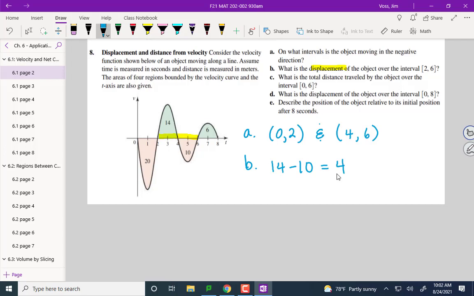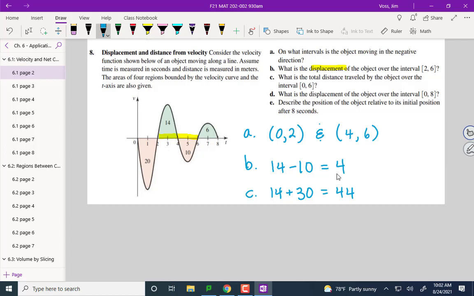Everyone agree? Now, if it asked for distance traveled on that interval, the answer would be 24. Perfecto. What is the total distance traveled between, we just said that, didn't we? Between 0 and 6, not 4 and 6. So between 0 and 6, the distance traveled is 44. Distance traveled, so I should have a plus, thank you. Distance traveled, 44.